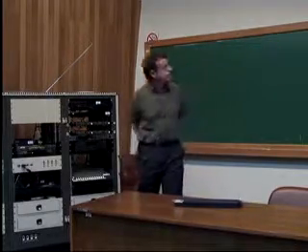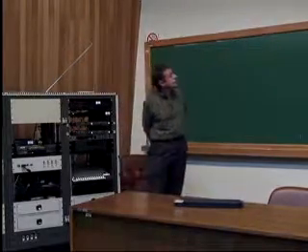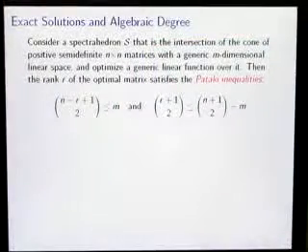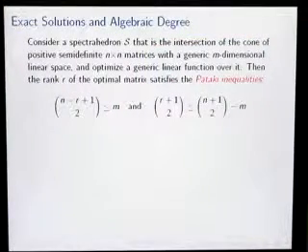Let's look at this difference a little bit more precisely, algebraically. So let S be a spectrahedron. It's given as the intersection of our cone of positive semi-definite n by n matrices with a general m-dimensional linear space, and we're optimizing a linear function. So n is the size of the matrix, m is the dimension of the space.